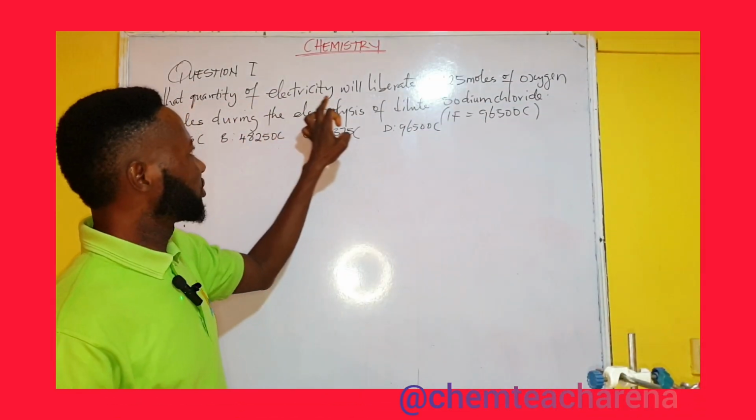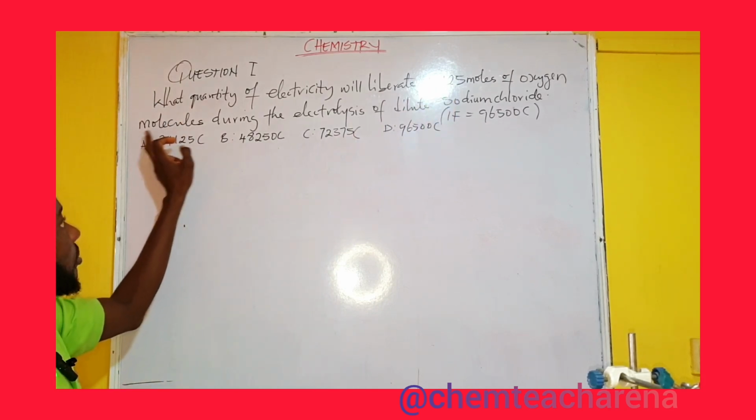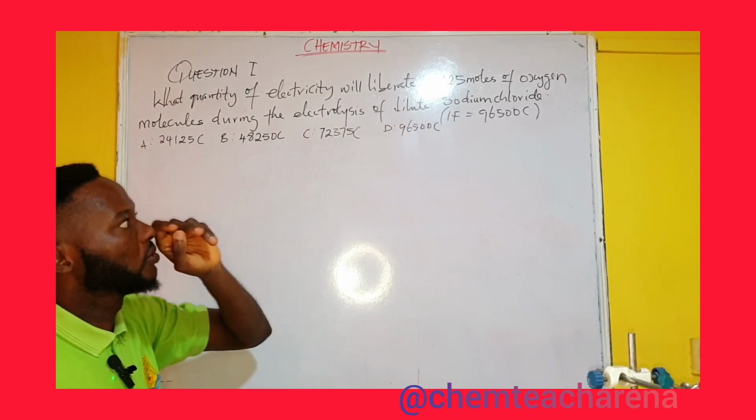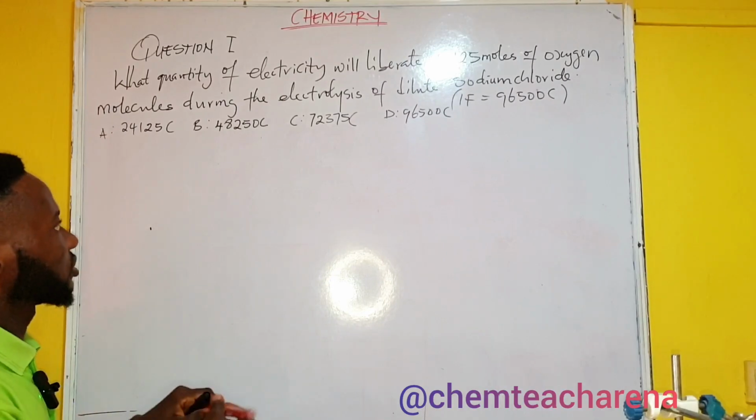What quantity of electricity will liberate 0.25 mole of oxygen molecules during the electrolysis of dilute sodium chloride? Options A, B, C, and D. Then let's quickly solve it. Solution.